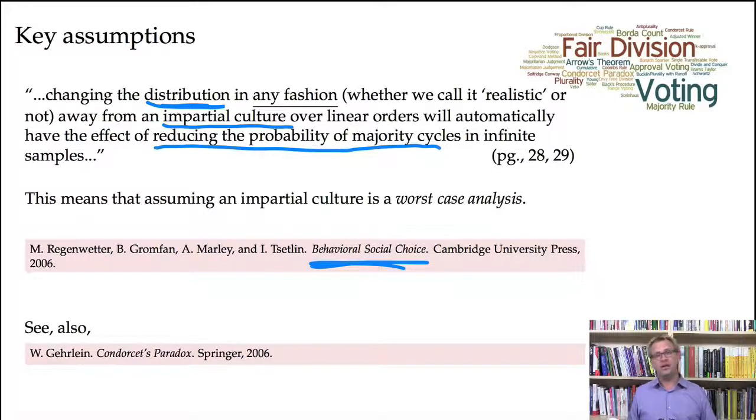So what this means is that the analysis that we just went through is really a worst case analysis. In the absolute worst case, the probability will go up. And what you can find doing simulations and doing some analytic calculations is that as soon as you move away from this worst case scenario, then in fact the probability of seeing a Condorcet cycle actually goes down.